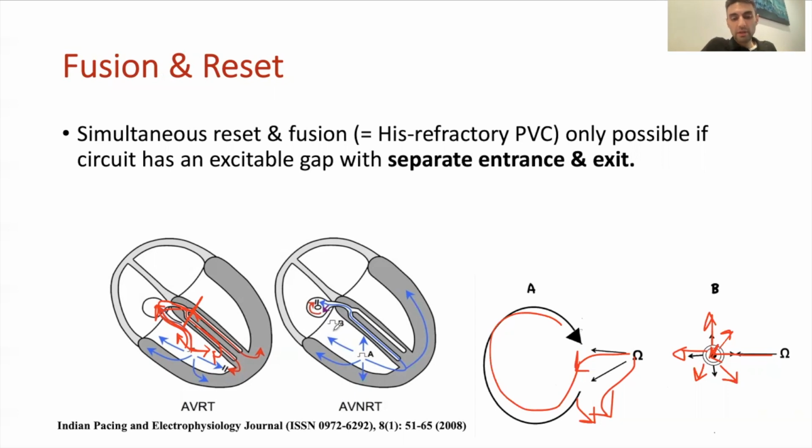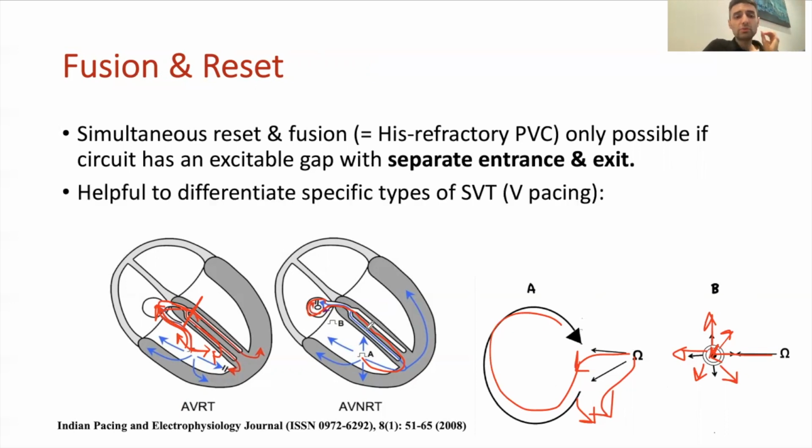Okay, for AVNRT, for example, you have to pace really fast in order to get into the circuit, i.e. not His refractory. So this pacing stimulus goes up retrograde across the His into the circuit, and then it turns around. So in order to get into the circuit in AVNRT, you cannot have a His refractory PVC that gets into the circuit. Again, you have to pace fast and you have to go retrogradely up the His and then enter the circuit.